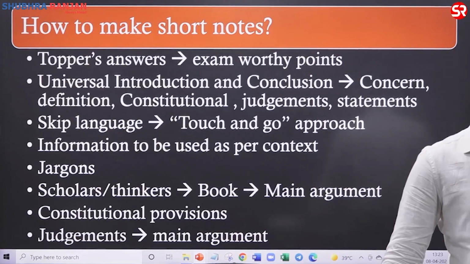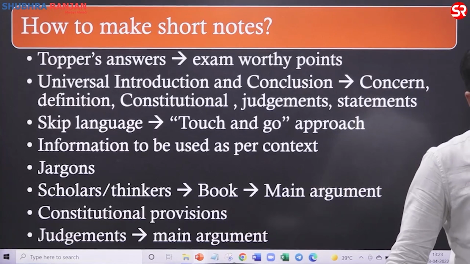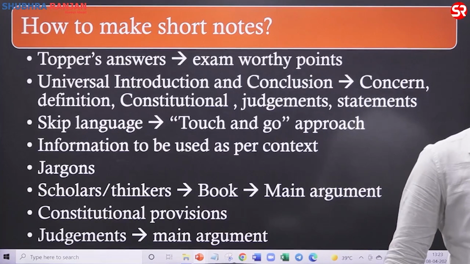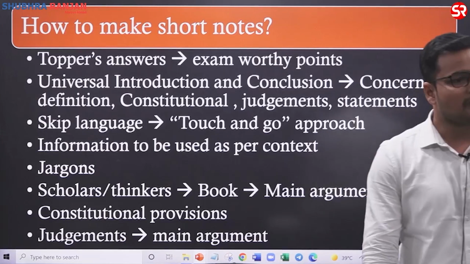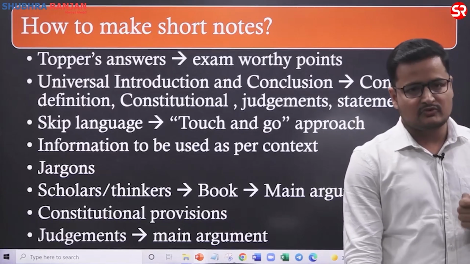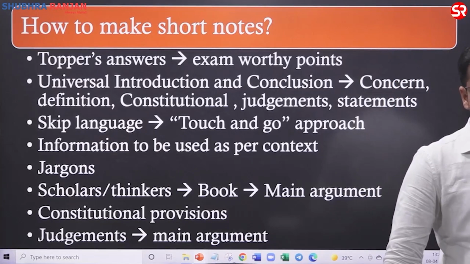Now a judgment comes, it has some 1000 pages, but every judgment is famous for one thing. For right to privacy, Puttaswamy is famous, right? SR Bommai is famous for federal structure being the basic structure of the constitution. Similarly, Kesavananda Bharati is famous for the basic structure. So just remember the name of the judgment and what was the main crux of it. Okay. Constitutional provision is a must whenever you are writing an IGP question.